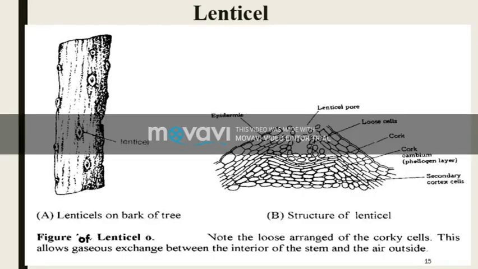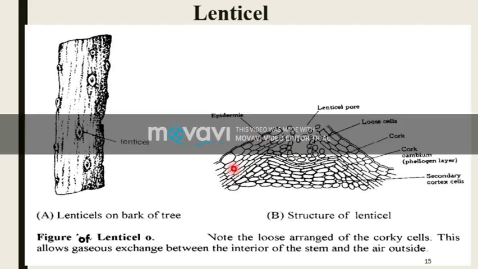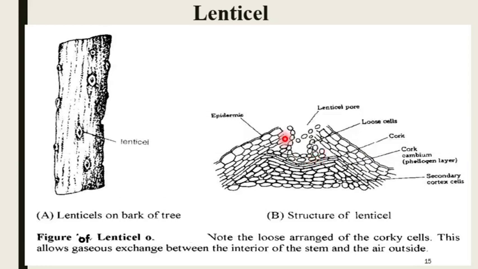Here is the diagram of lenticels which clears our concept. The first diagram is the bark of the tree, in which the little spaces we can see here and here and here. These are called lenticels. And if we see the inner structure, this is the epidermis, which falls off. Inner to the epidermis, the cork is present. In the cork, some tissues are loosely arranged, and there are spaces present. These are called intercellular spaces, or we also call them lenticels.